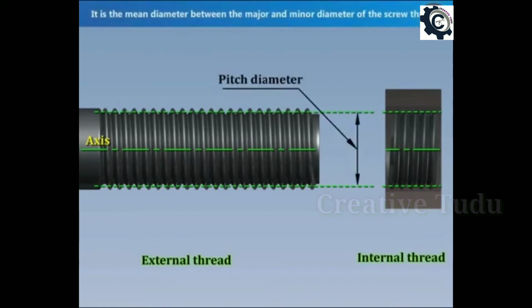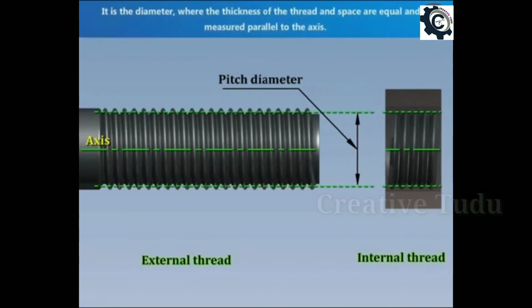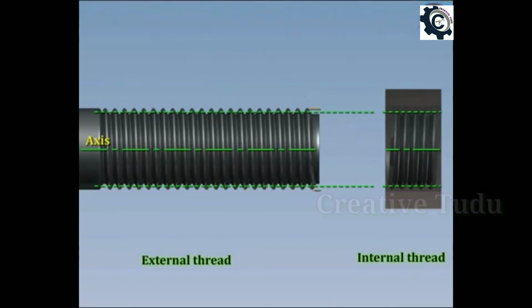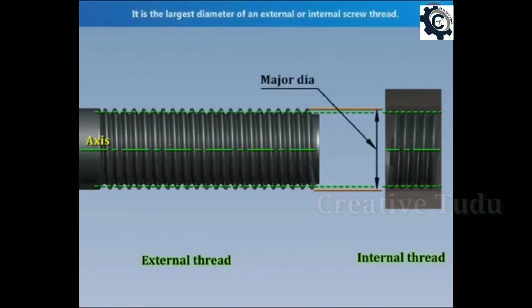Pitch diameter. It is the mean diameter between the major and minor diameter of the screw thread. It is the diameter where the thickness of the thread and space are equal and is measured parallel to the axis. Major diameter, D. It is the largest diameter of an external or internal screw thread, also known as gross or nominal diameter.